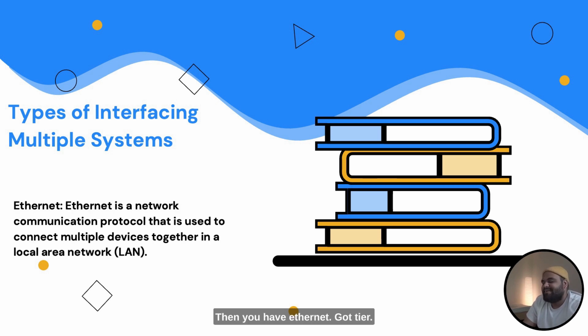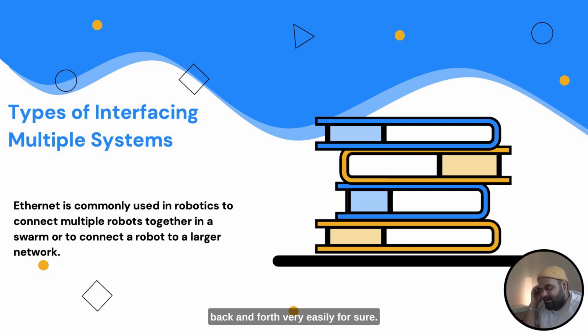Then you have Ethernet, God tier. God tier port. Ethernet is one of the most, or I think the most powerful port ever built. You can communicate anything in this world at this point with Ethernet. If that thing has an Ethernet port, you can communicate with it and send data back and forth very easily. Ethernet is commonly used in robotics for connecting multiple robots together in a swarm or connecting a robot to a large network.